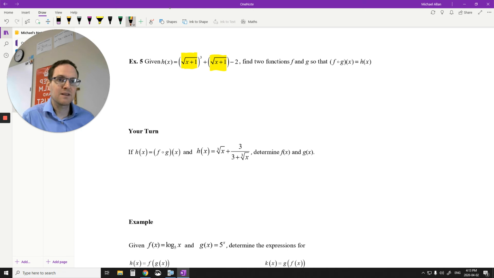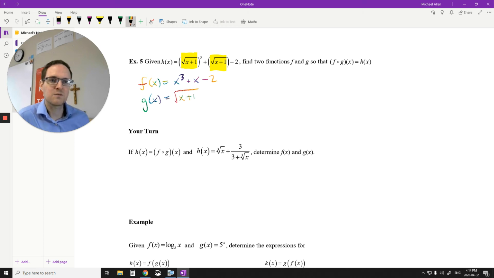So that's in common there. So it seems like my original function, if I get rid of these yellow pieces, kind of looked like x cubed plus x minus 2. But how do I change it so that they have these roots in there? Well, I replace all the x's here with the root of x plus 1. That seems like that's what you would have to do. Yeah, there you go.